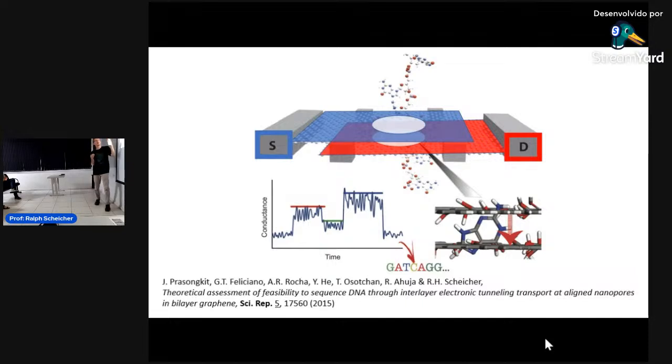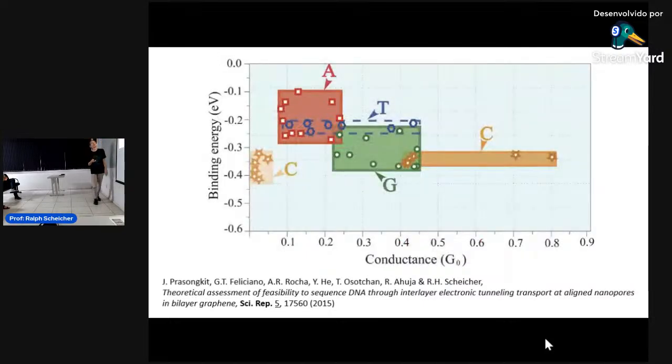And so we can use both the information of the conductance change and the duration of the translocation time to identify the bases. And then we see here that adenine and guanine have conductance values and binding energy values that are quite distinct from each other. Cytosine is interesting in the sense that we have two very distinct regions, which depends on the configuration of the cytosine molecule in the nanopore.